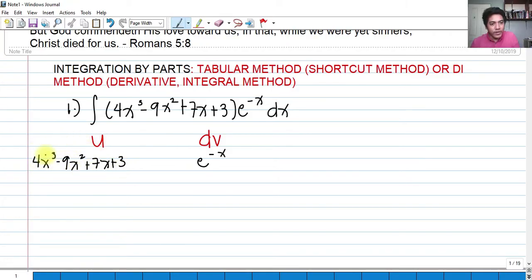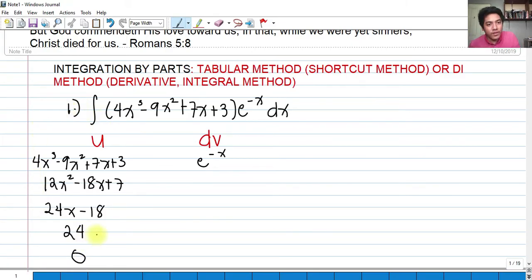So first, if we differentiate u, we're going to have 12x squared minus 18x plus 7. Differentiate again, that would be 24x minus 18. Differentiate again until it becomes 0 or until it becomes the same as this. But that would not happen, so later on we'll be discussing that. So we have 24x minus 18, the derivative of that is 24, and we have 0 here.